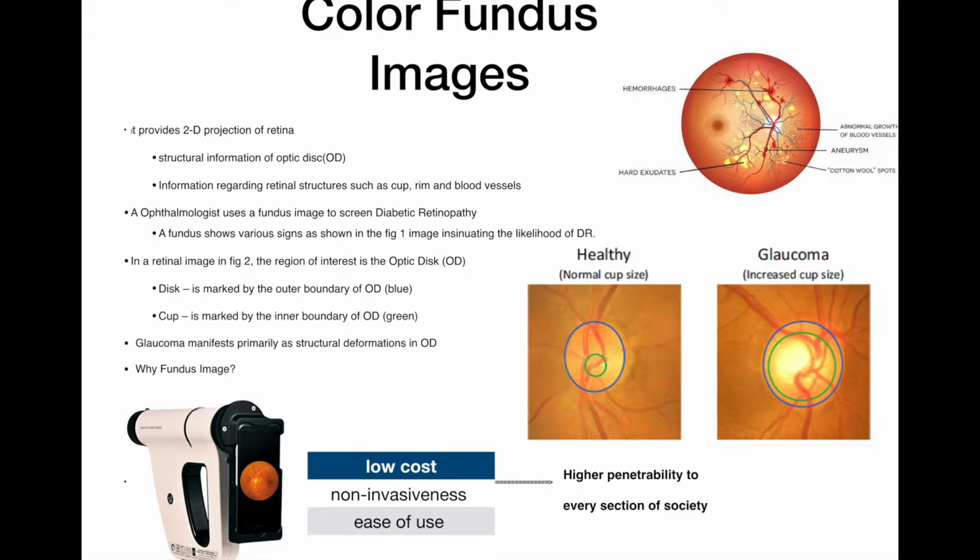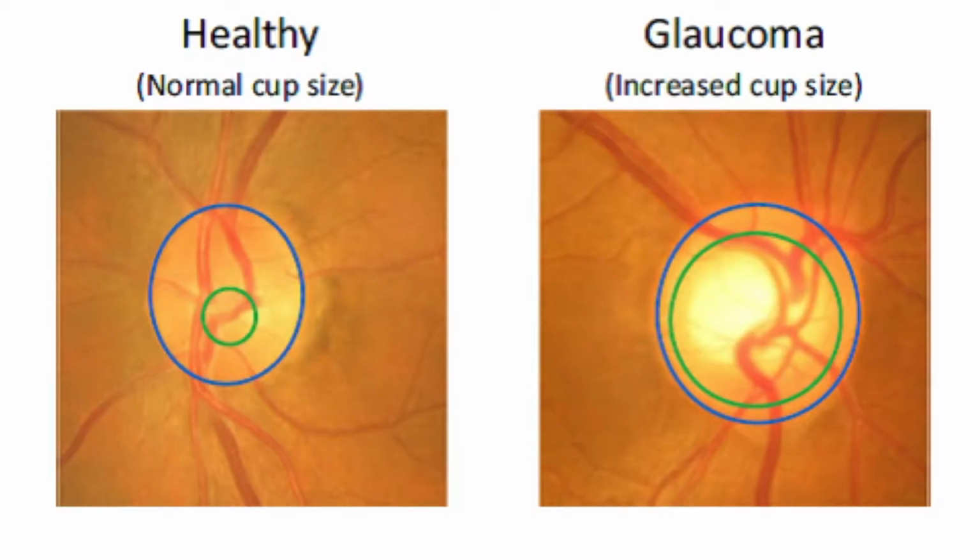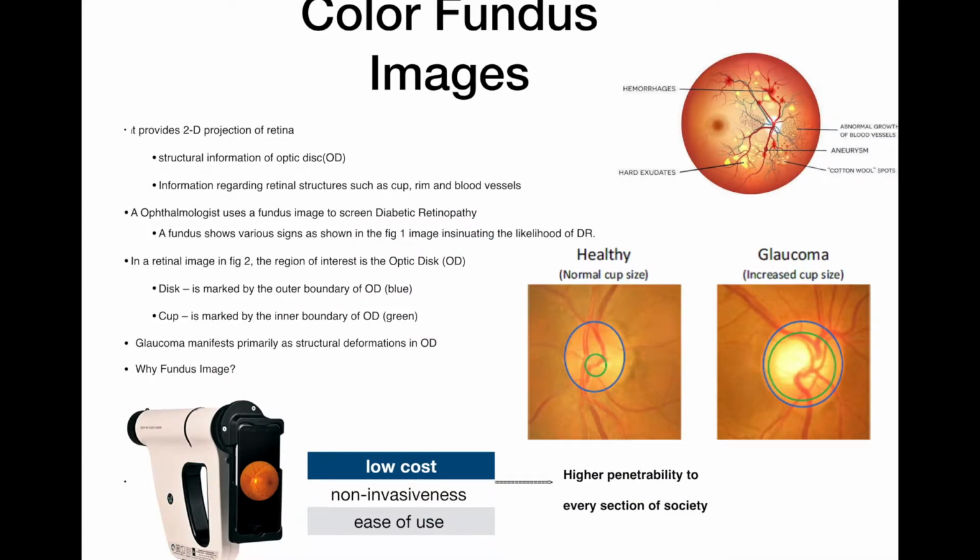On the other hand, for glaucoma, the region of interest is the optic disc. As shown in this image, the disc is marked by the outer boundary of the optic disc, which is blue. The cup is marked by the inner boundary of the optic disc, which is green. So as we can clearly see from the image, a normal eye has a small cup compared to the eye with glaucoma, which has an increased cup size. Glaucoma manifests primarily as the structural deformations of the optic disc.